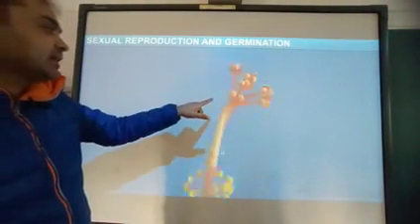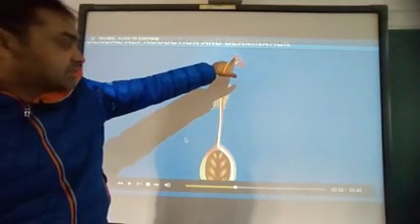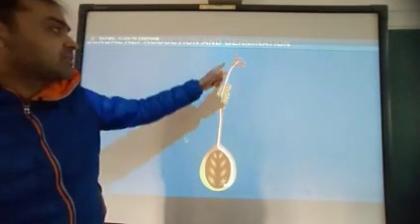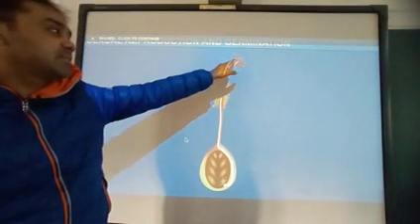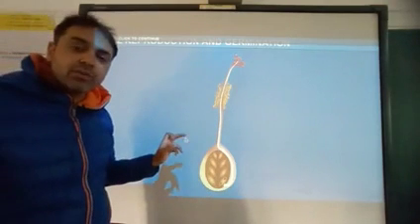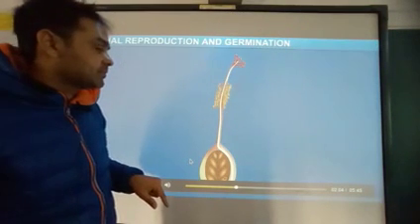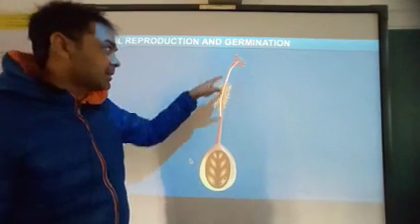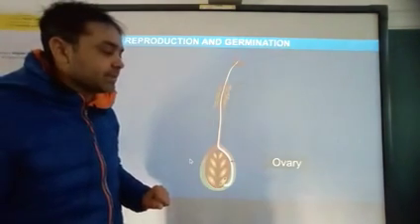So this is the stigma. See, finally the pollen has to reach from this place to inside the ovule, and that will be done by the formation of the pollen tube. See, one tube is formed that arises from this stigma, then it will move to the style, and finally it will reach the ovary. Ovary means that which contains the ovules. See, this is the pollen tube. This is the pollen tube that is formed, and it is reaching the ovary.